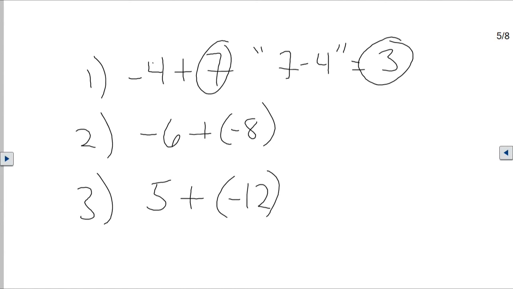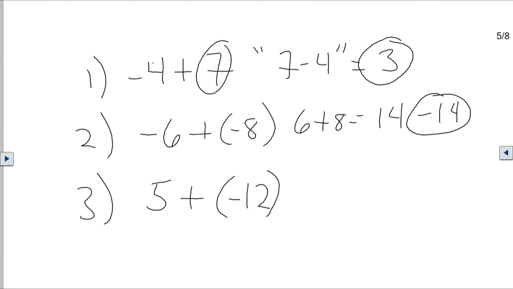Number 2, same sign, sum. So I want to think add absolute values. 6 plus 8 gives me 14. And a negative plus a negative is always going to end up as a negative. Again, think of that number line movement. You can't go left, left, and end up to the right. So -14.